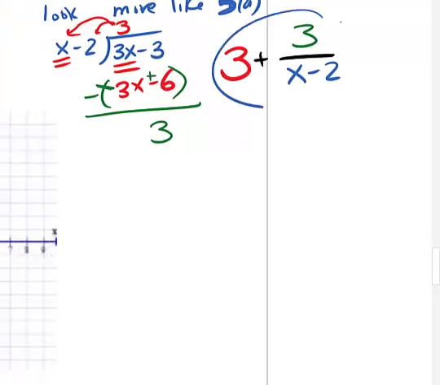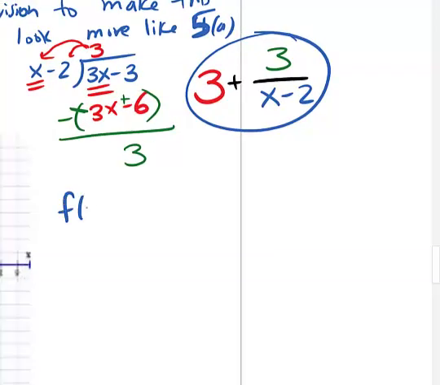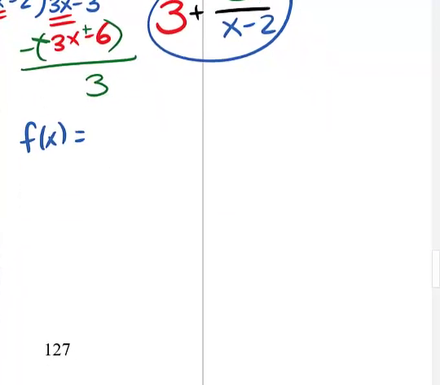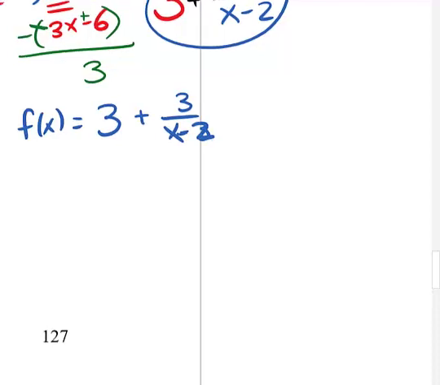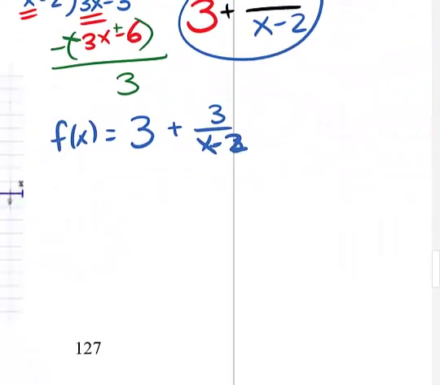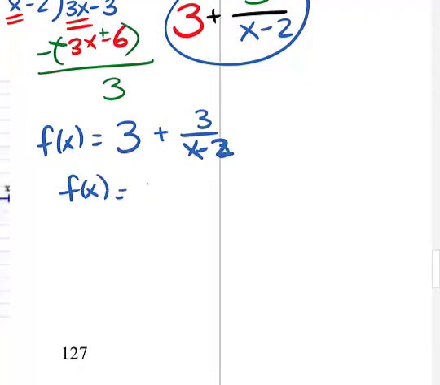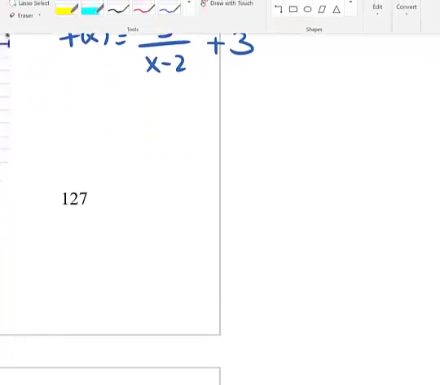That's how we want to write it, and that's going to make it easier. So our function, f of x, can be written as 3 plus 3 over x minus 2. That looks a lot more like the previous one, 5a, except I'm going to switch these two terms. I'm going to write 3 over x minus 2 and then plus 3. That looks a lot more like what we're used to.